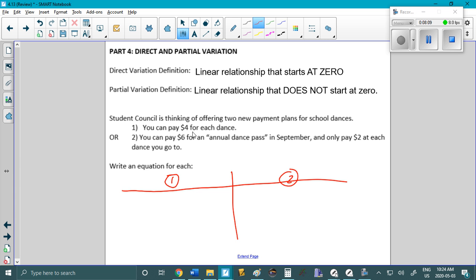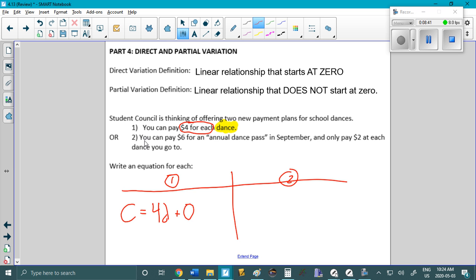You can pay $4 per dance. So whenever you see for each or per or anything, we know that that's the rate of change. So the cost is 4x, but in this case, our independent variable is the number of dances. So I'm going to say 4D for dance, plus the initial value. Well, they didn't say the initial value, so that must mean it's plus 0. But remember, if it's plus 0, you don't have to write it.